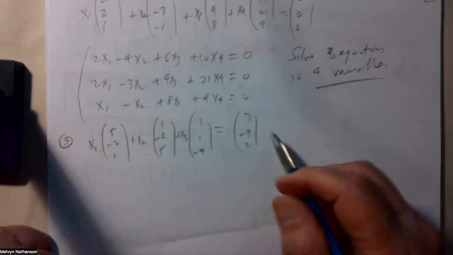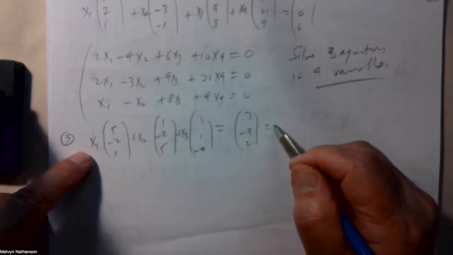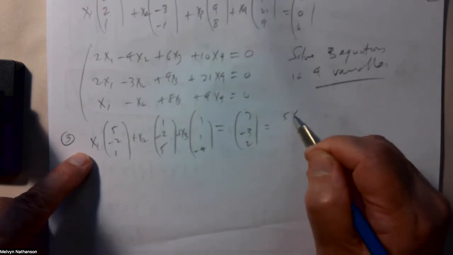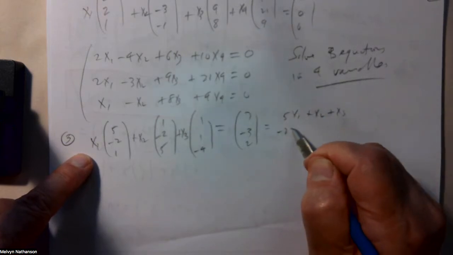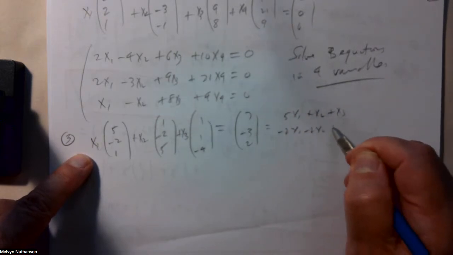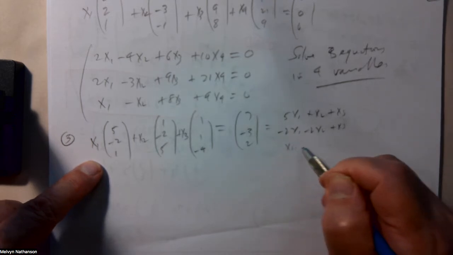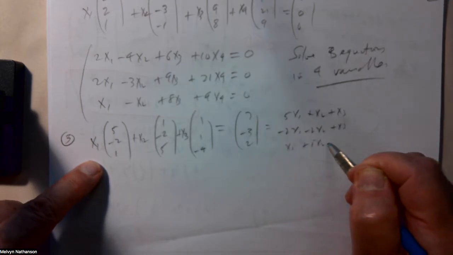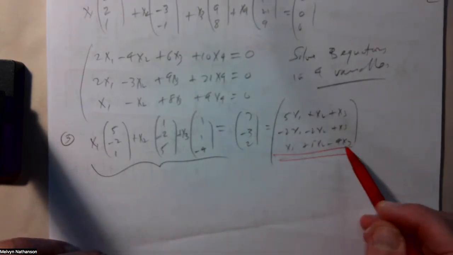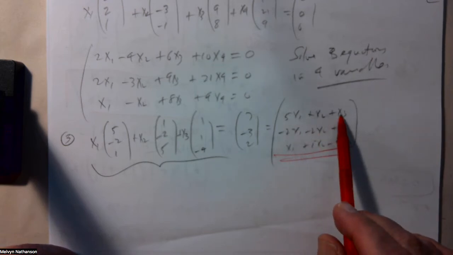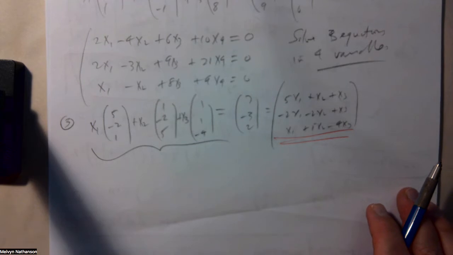So if you take this linear combination of vectors, as a vector, this is (5x1 plus x2 plus x3, minus 2x1 minus 2x2 plus x3, x1 plus 5x2 minus 4x3). This linear combination of vectors is this. So we want to find x1, x2, x3 such that this vector equals this vector. And again, that means solving a system, this time of three equations and three unknowns.